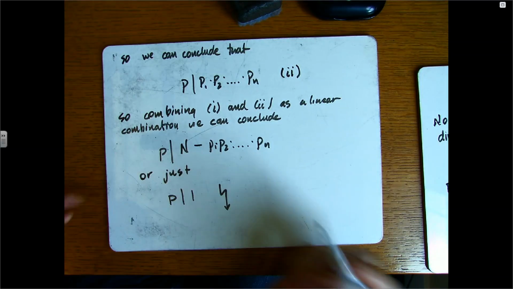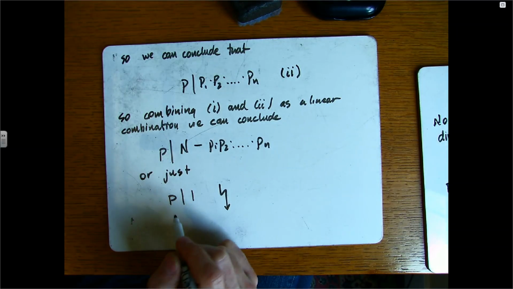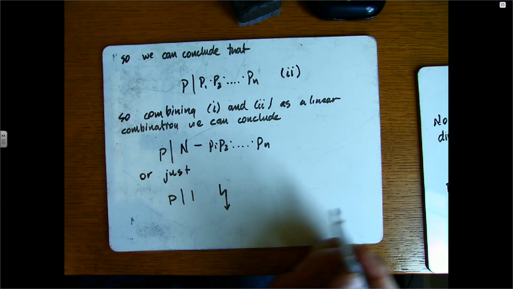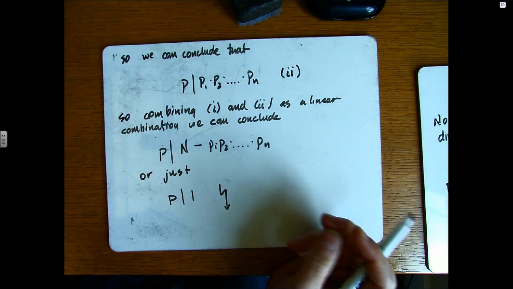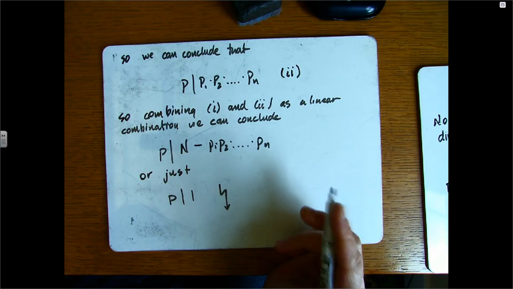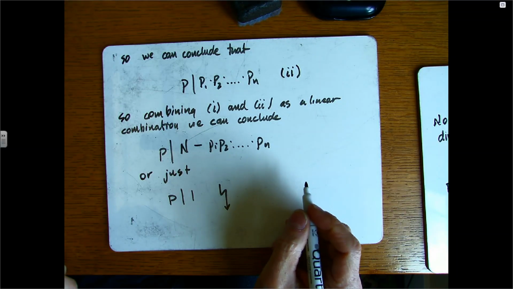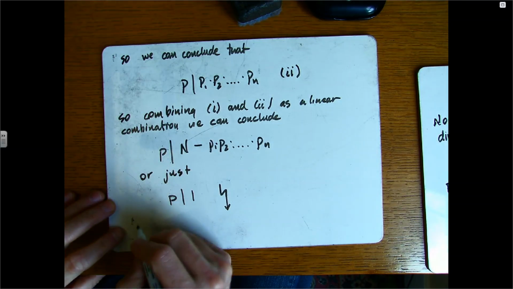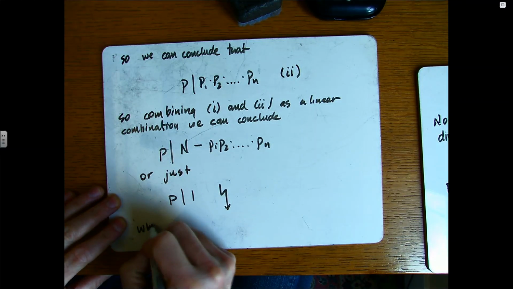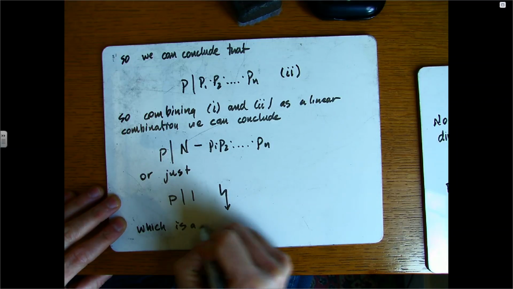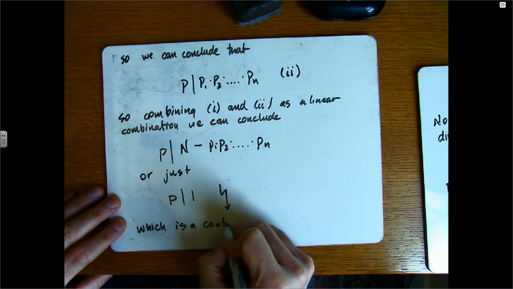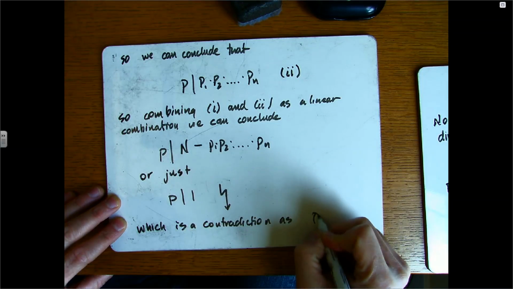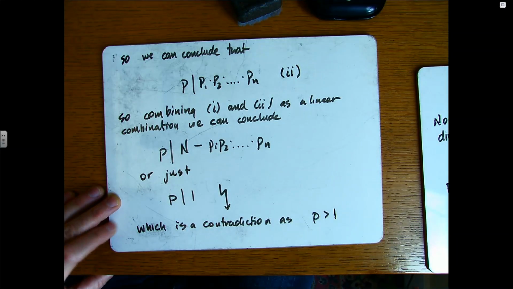Why is this a contradiction? Well, because P itself is prime. By virtue of being prime, it has to be greater than 1, right? Because the first prime is 2. So we're in trouble, right? Which is exactly what we wanted. So let's just explain that, which is a contradiction as P is strictly greater than 1.